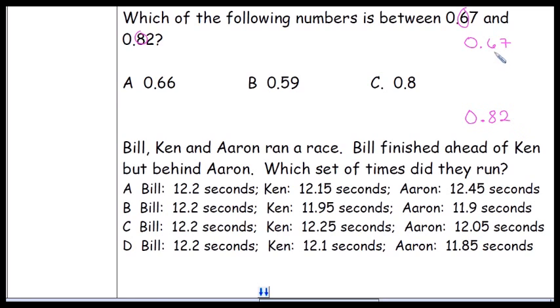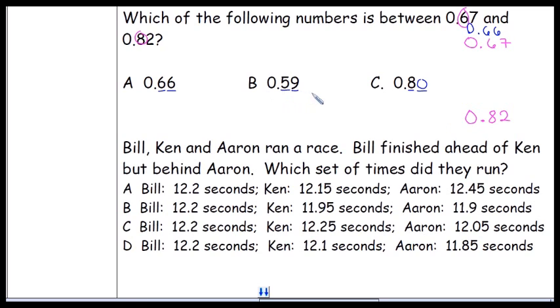Okay. Notice these have 2 decimal places. So that means that the numbers I'm comparing need to have 2 decimal places. This one has 2, this one has 2, but this one only has 1. So I'm going to fill in a 0 so it has 2. Okay, now 0.66, I'm comparing it to this 0.67. The 0.66 comes before 0.67. So I'm going to write this one over here.